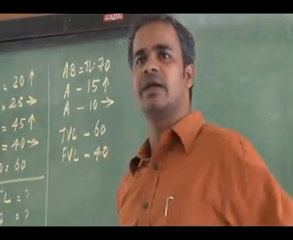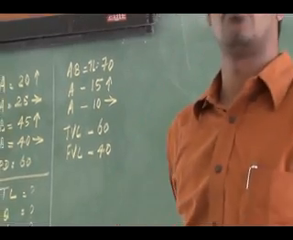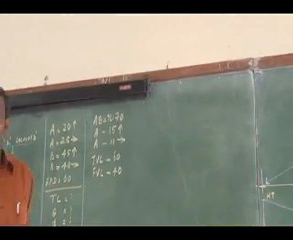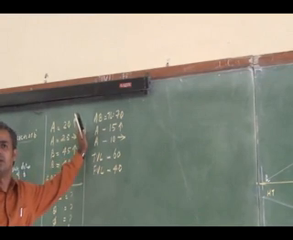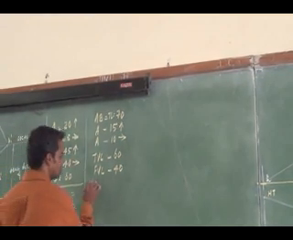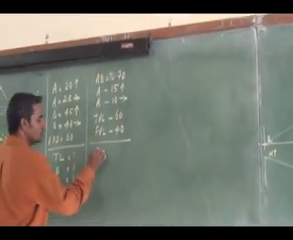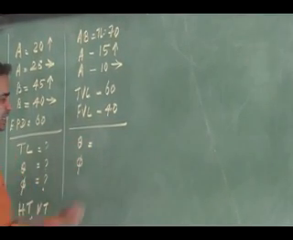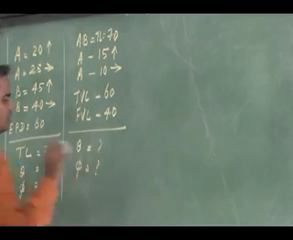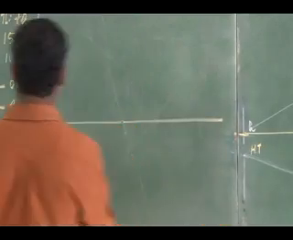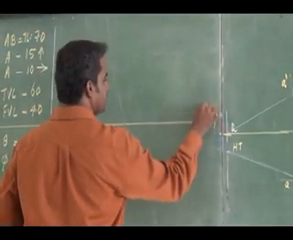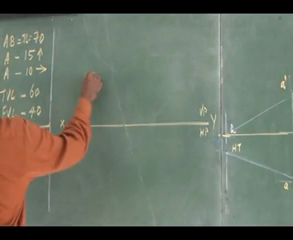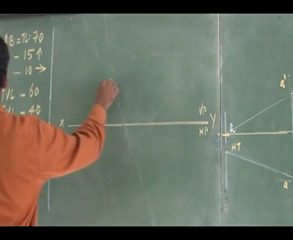Draw the projections of the line and find the true inclinations of the line with respect to the horizontal plane HP and vertical plane VP. So you have to find theta and phi. This is my XY reference line, this is VP, HP. You can draw one projector.